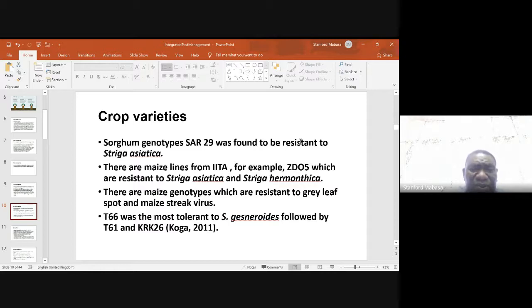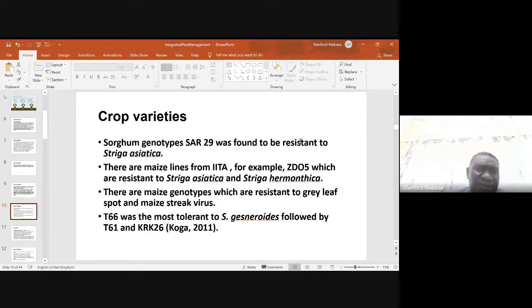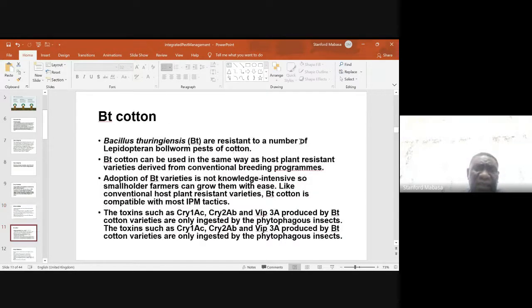We have the tobacco genotype T66, which was reported to be tolerant to Striga gesnerioides, followed by T61 and KRK26. This was reported by Koga in 2011. So we could grow crop varieties which can reduce the incidence of pests, be they insect pests, plant diseases, or weeds, especially parasitic weeds. So the attempt is to try and reduce the build-up of pests in the fields by prevention.